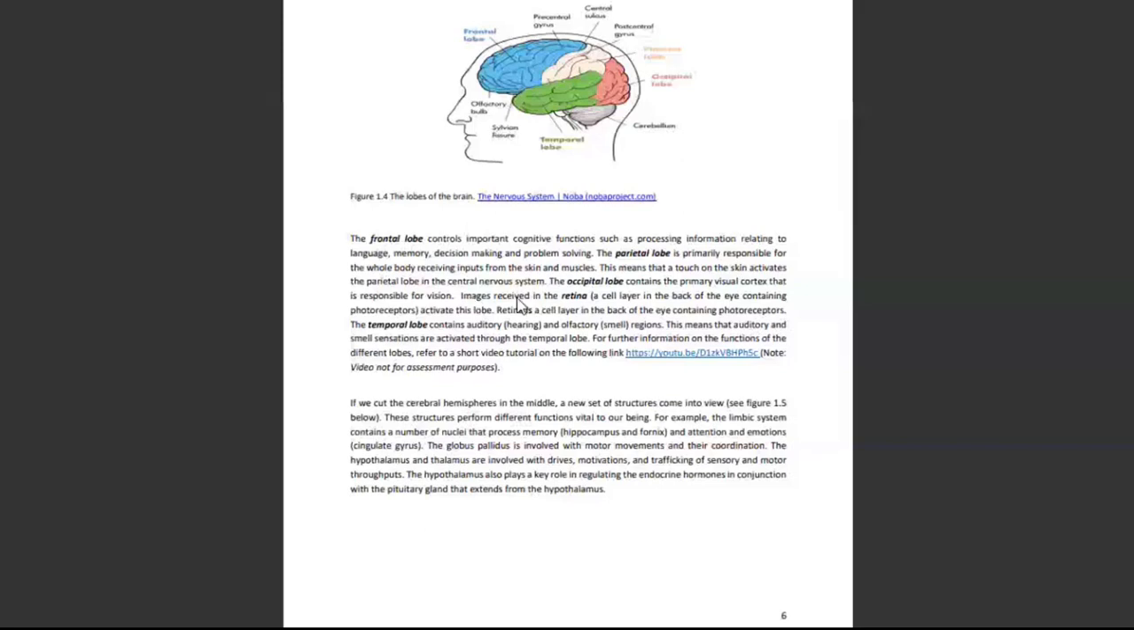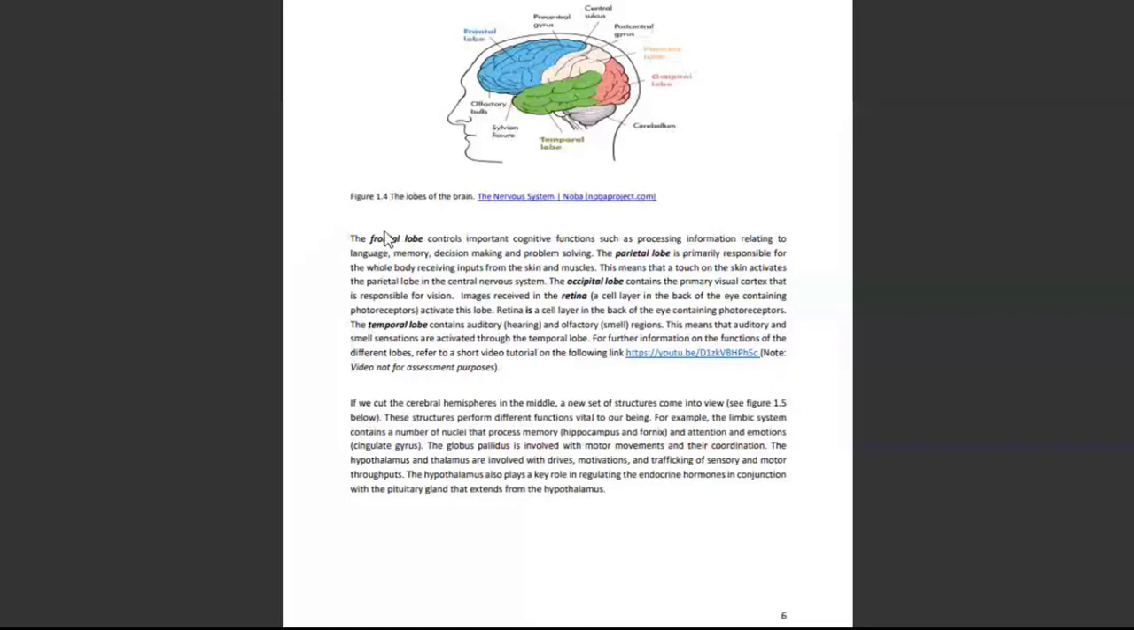To determine the images, the image is received in the retina, the cell layer at the back of your eye containing photoreceptors, which activates this lobe. Retina is a cell layer in the back of your eye containing photoreceptors. So in short, let me not confuse you.